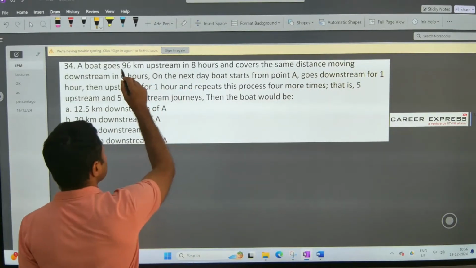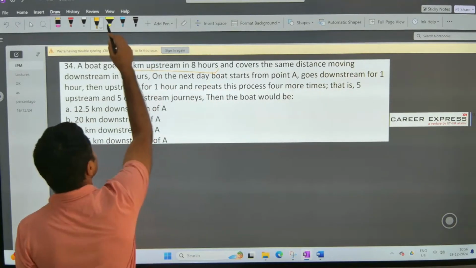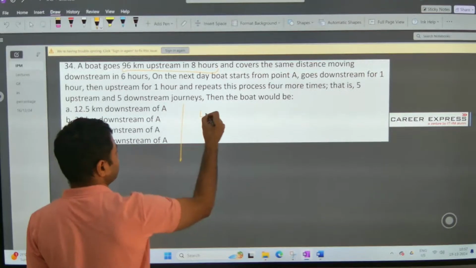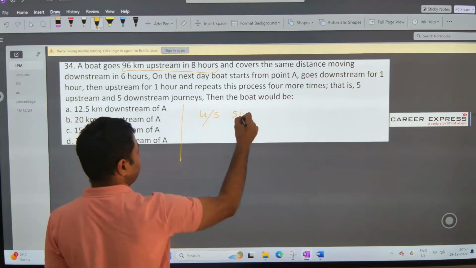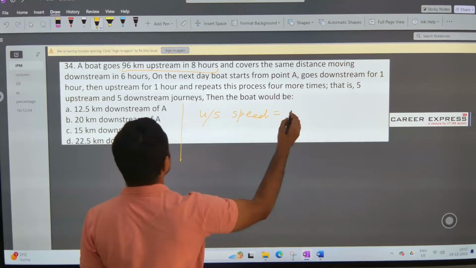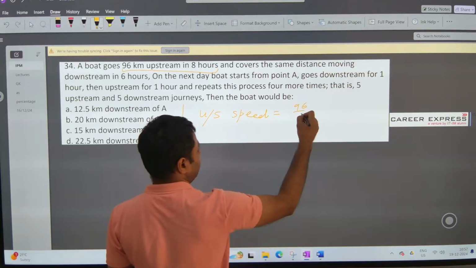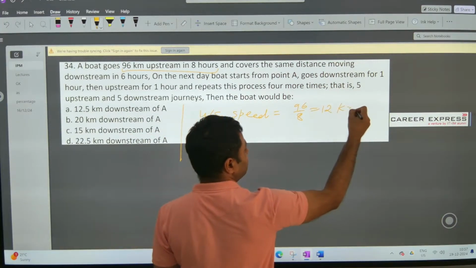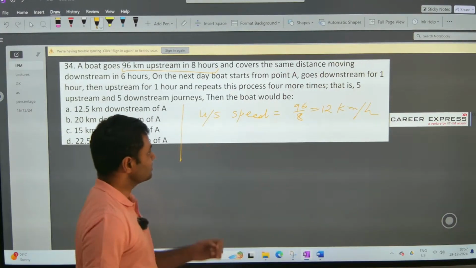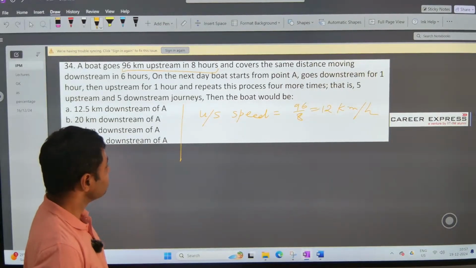So if it goes 96 km upstream in 8 hours, we can say upstream speed will be 96 by 8, that is 12 km per hour. This is the upstream speed of the boat.